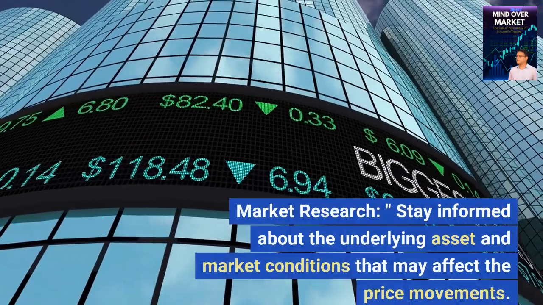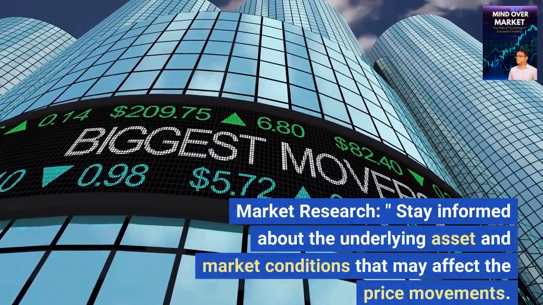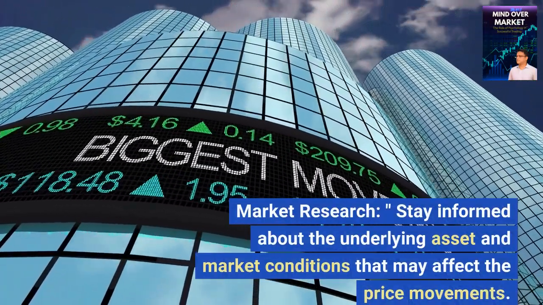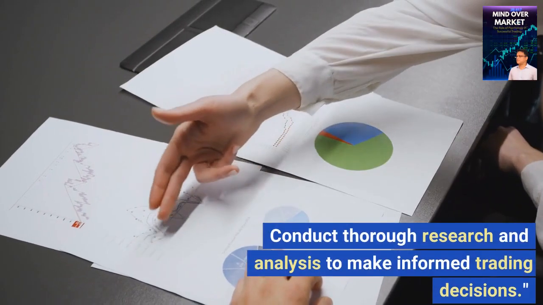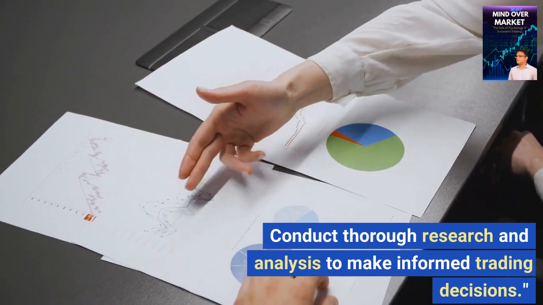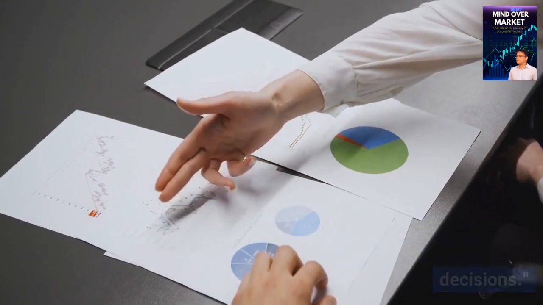Market research. Stay informed about the underlying asset and market conditions that may affect the price movements. Conduct thorough research and analysis to make informed trading decisions.